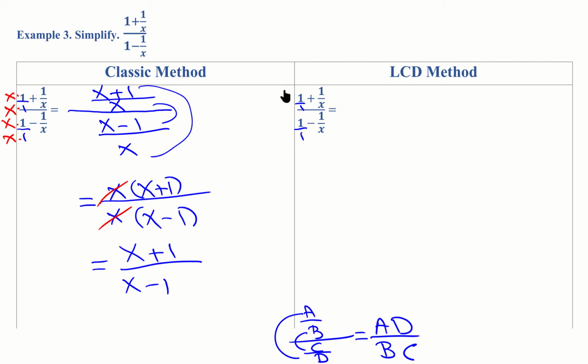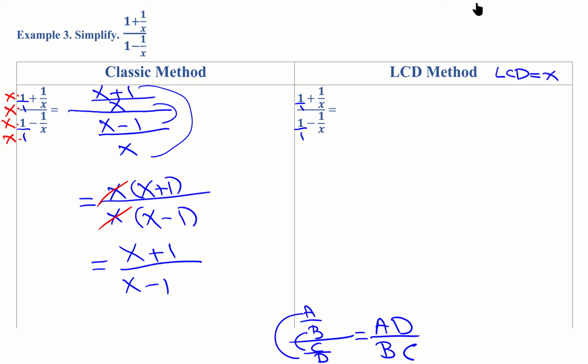So we look at this entire complex fraction. We realize that this whole part is the numerator of it, and this whole part is the denominator of that complex fraction. We know that we can multiply the numerator and denominator of a fraction by the same number or the same expression. So that's exactly what we're going to do. We're going to multiply the top and the bottom by that LCD. So remember, we find the LCD for all denominators involved, and that's just going to be x.